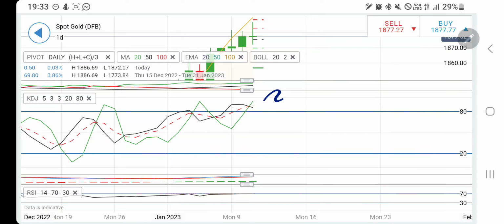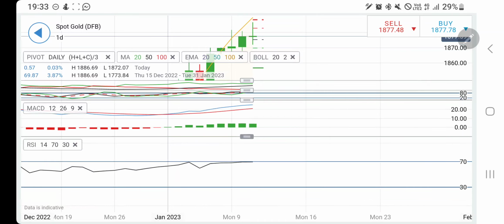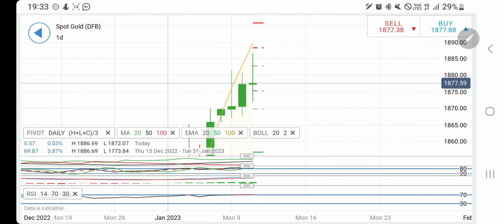Directional movement bullish, stochastic is overbought, and if this time it drops, this might take it further down. Directional movement moderately bullish, RSI overbought. Considering this, yes, below 1874 you can sell. Expect 1870 levels first, and then below that 1865, 60, 55, 50, and 1840 till 1824.